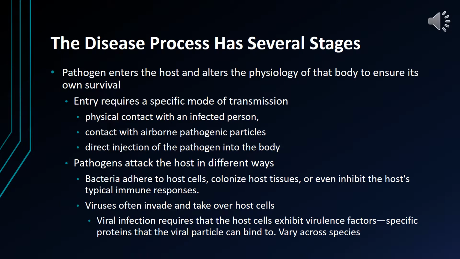So now we're going to jump to the part of Section 10 where it says the disease process has several stages. So first, the pathogen enters the host and alters the physiology of the body to ensure the survival of that pathogen. The entry of the pathogen requires a specific mode of transmission, such as physical contact with an infected person, contact with the airborne pathogenic particles, or direct injection of the pathogen into the body.